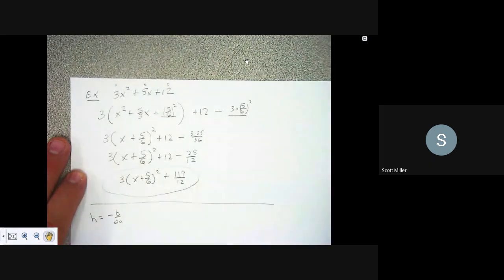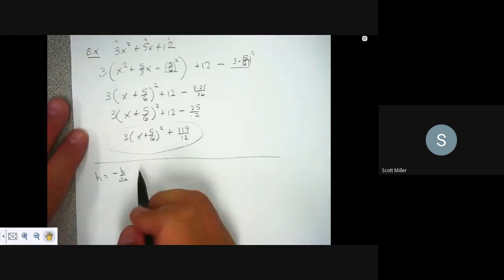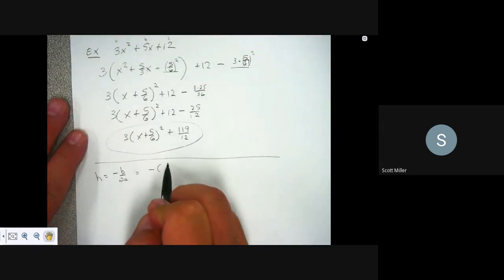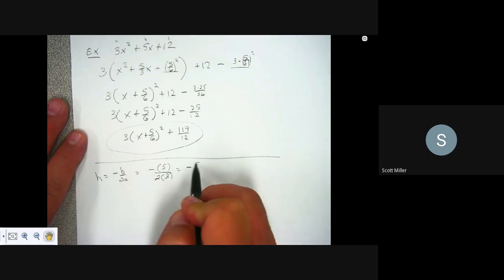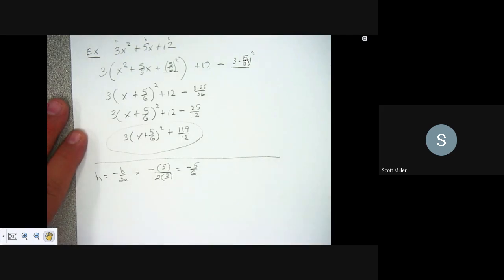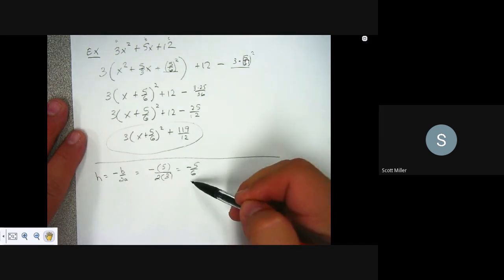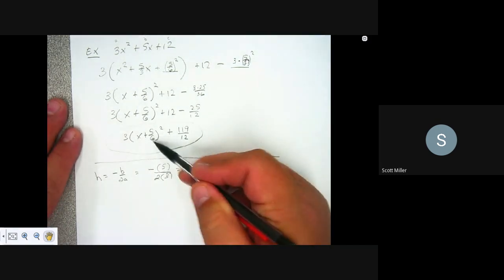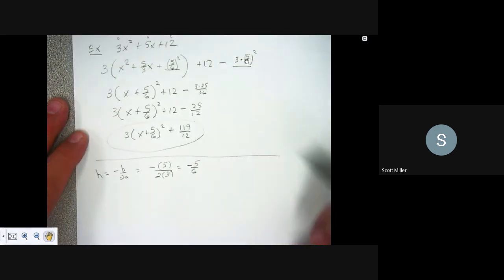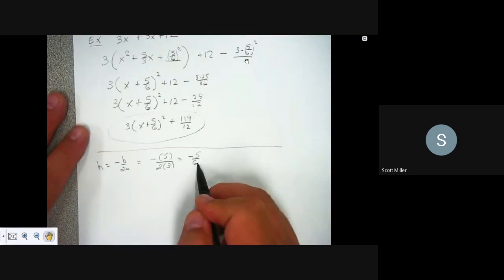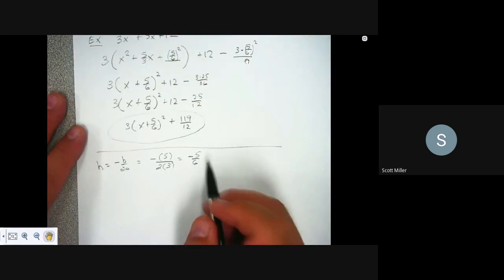This is a, this is b, this is c. Those are those coefficients. So then this would be negative 5 over 2 times 3, or negative 5/6. You'll start seeing these numbers popping up, correct? Where did we see 5/6? That's that number right there, isn't it? Okay. So then what do I do with this number? If this is the x coordinate of the vertex, I got to plug it back in.